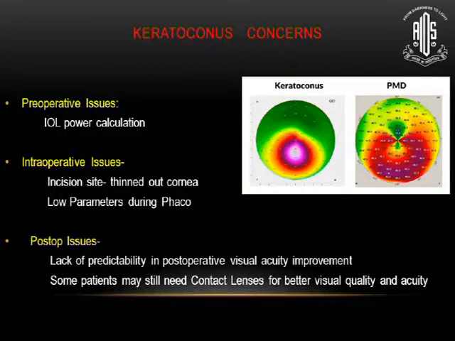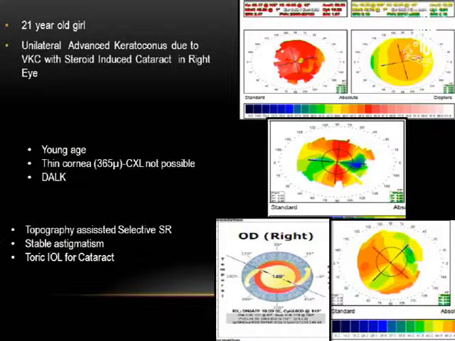Coming over to keratoconus, the main concerns are the preoperative issues for the IOL power calculation, the intraoperative issues, and the postoperative issues. So here is a case which I want to show, a 21-year-old girl who has an unilateral advanced keratoconus due to VKC, has a steroid-induced cataract. With a keratoconus whose PACI was less than 365, collagen cross-linkage was not an option.